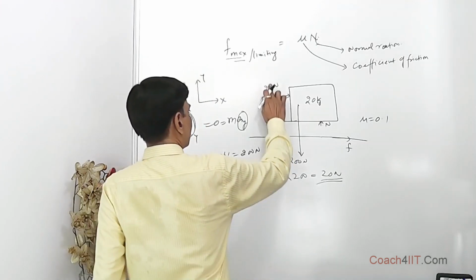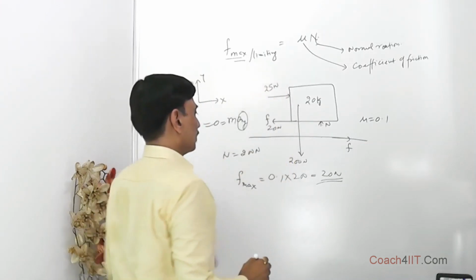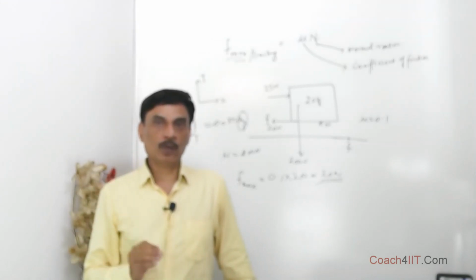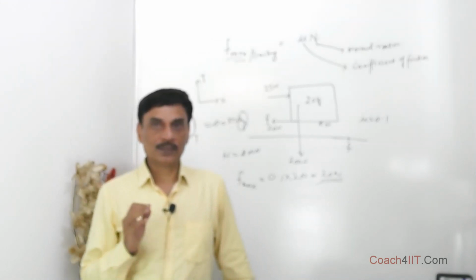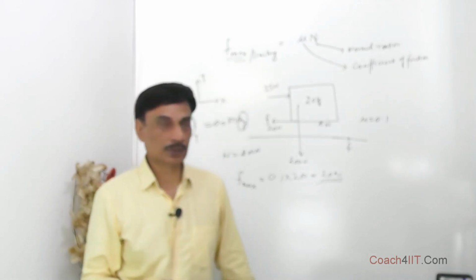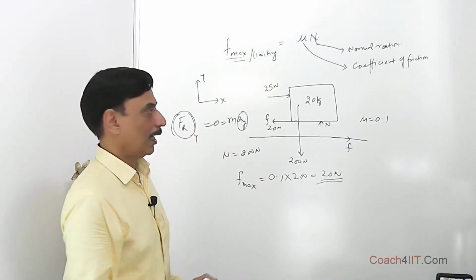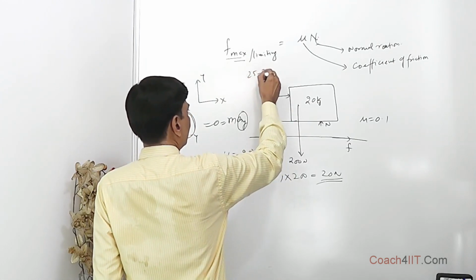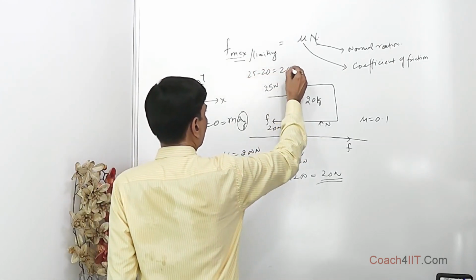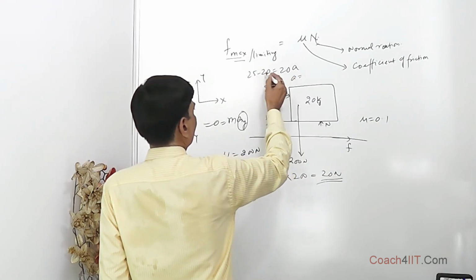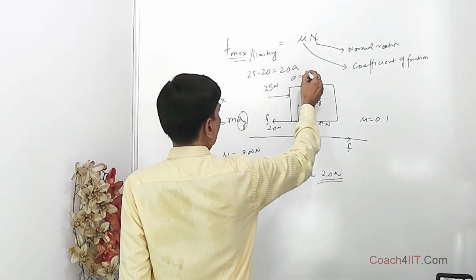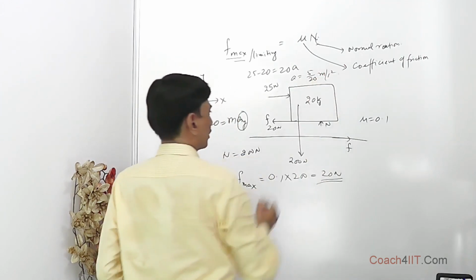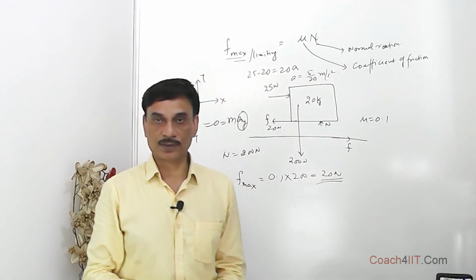So if someone applies a force of 25 Newton, this friction force will not be a humble force. It will try to stop the block with all its might, that is, the limiting value of friction force will be used. So this force will be 20 Newton. As a result, the net force is 25 minus 20. The net force is equal to mass 20 into acceleration. So 25 minus 20 is 5, divided by 20, meter per second square. That is the value of acceleration.